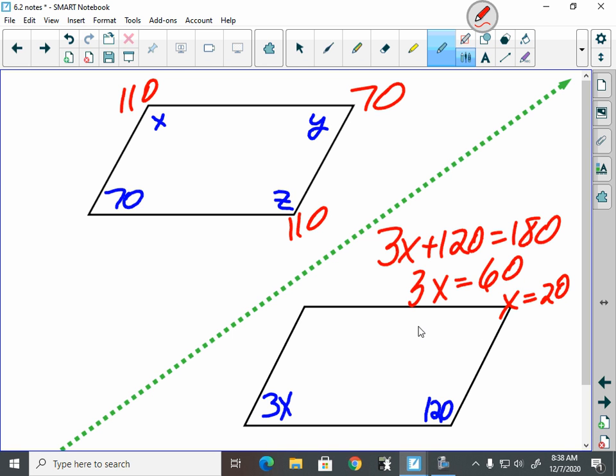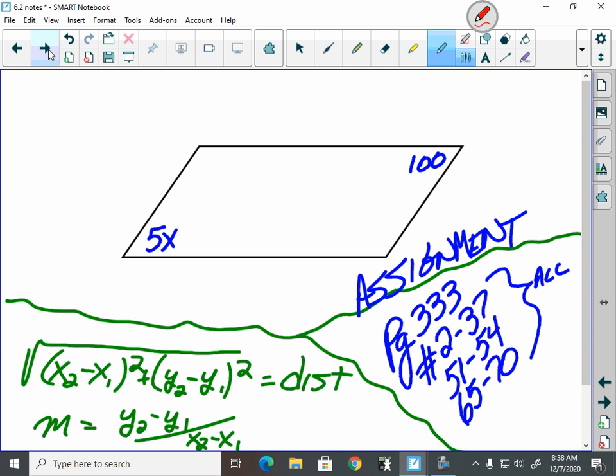Any questions on those? What? I can't hear you. I'm moving on. You may have to pause the video, but I'm moving on right now. Okay, last one. Opposite angles are congruent. 5x equals 100, x equals 20.